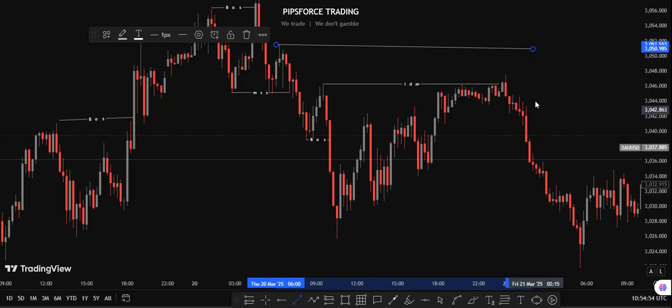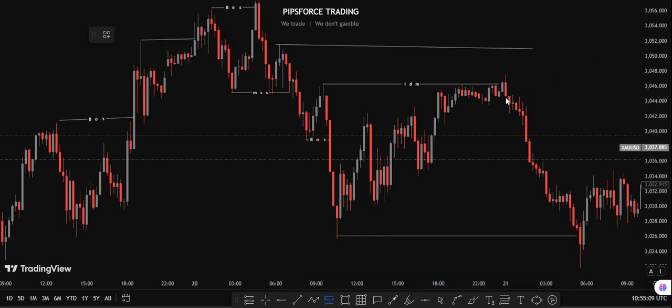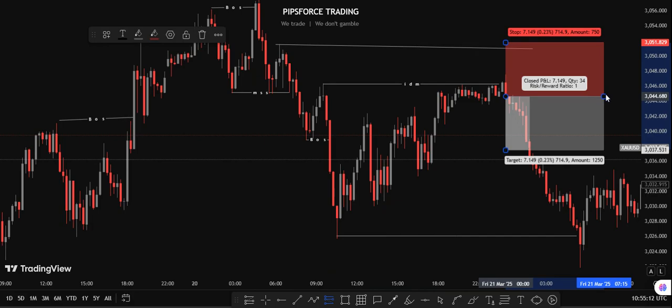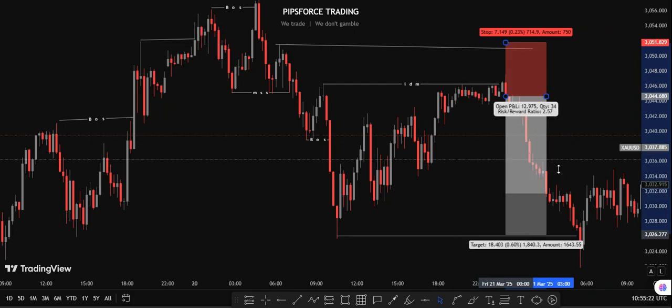And where should you be targeting? You should be targeting this draw on liquidity, this liquidity that is also resting here, this low. So if price gets to this level, you should be out of the market, right? So if you take your short position at this level, and then your stop loss above, your take profit should be here. So this is what you need to be repeating on a daily basis.